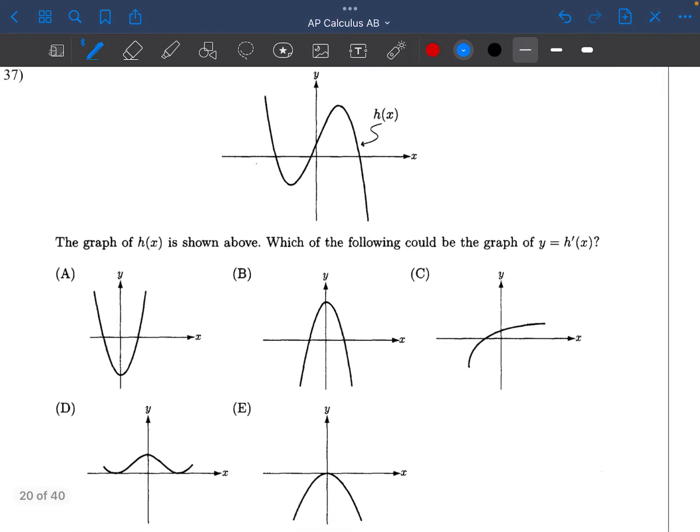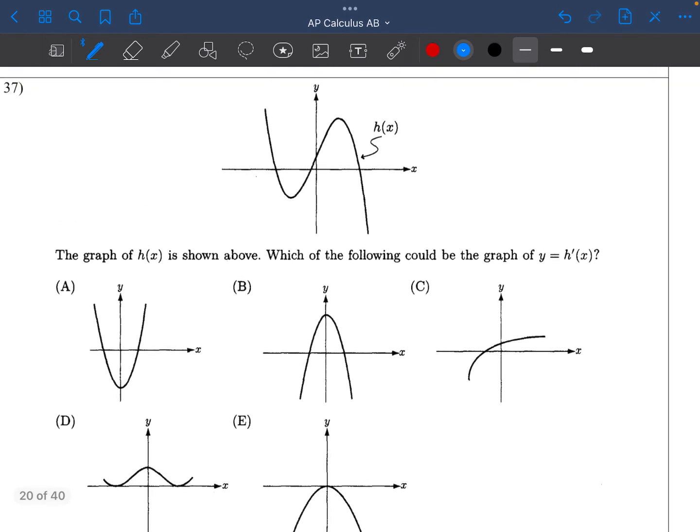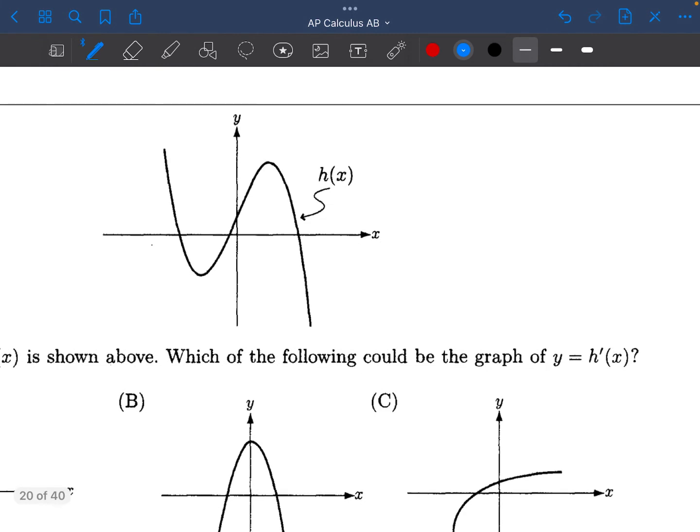Number 17. Some graphical analysis. So the graph of h of x is above. We're looking for which of the following could be h prime of x. So I think the easiest way to analyze this is to talk about the type of function that it is. So you look at the right end condition. On the right-hand side down here, this is going down, so it's going to be negative. So this whole entire function is a negative function, and then you can talk about the type of function that it is. Because we have these 2 points at which we turn around, it's going to be a cubic.